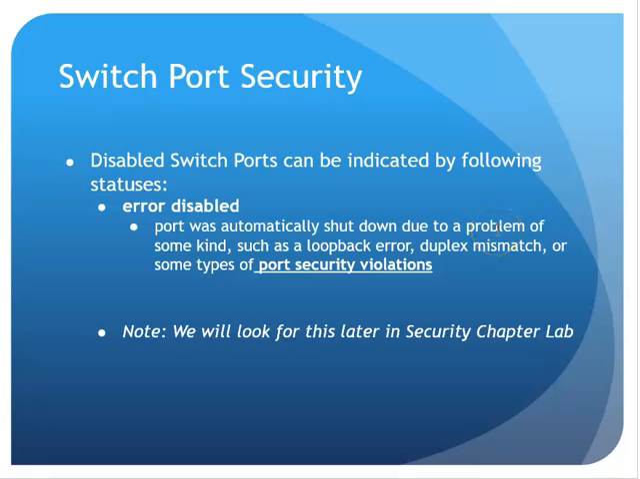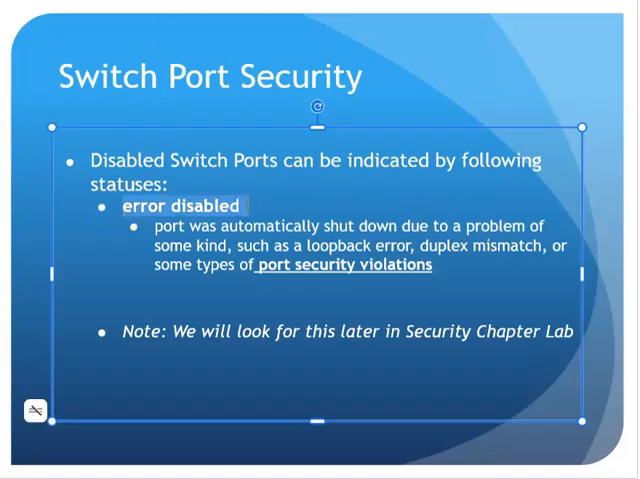Another status I might get is err-disabled. If I have port security on a switch port, which we'll talk about in just a second, and a violation has occurred, maybe there are too many MAC addresses on that port, I can program that port to shut down. If that condition is met, too many MAC addresses on the port, it'll shut that port down and indicate err-disabled, meaning this port has been disabled because of an error that's occurred. Again, we will do this in our security chapter. We will set up port security and push a bunch of MAC addresses through that port and have that port shut down. We'll actually see it shut down and we'll see the err-disabled message.